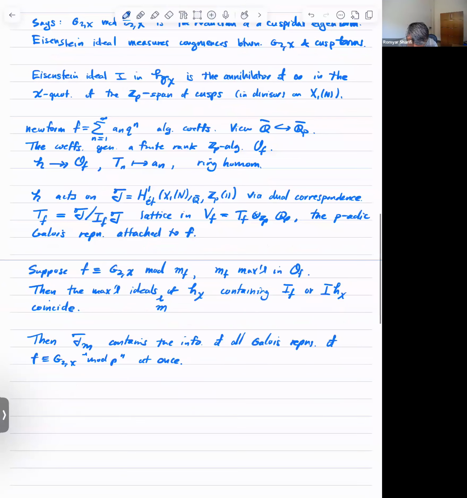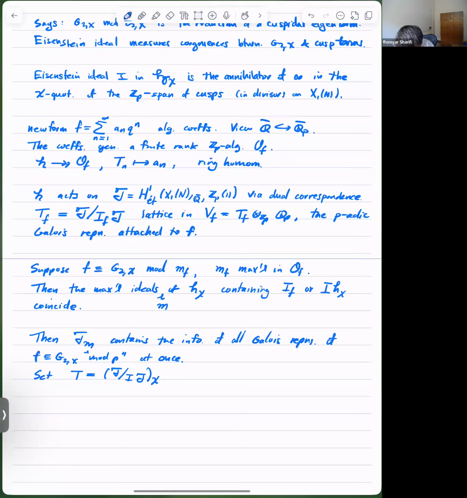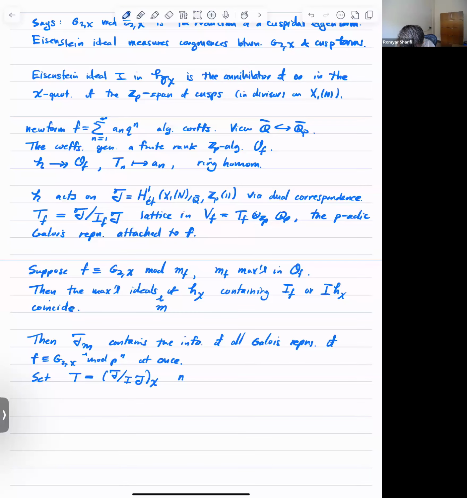So let's set T to be T mod I, T chi, I guess we'll take the chi part. So this is a module both for the Hecke algebra mod the Eisenstein ideal and for Galois, whose actions commute. And in fact, it's unramified outside N and P. Okay, so let me explain this.